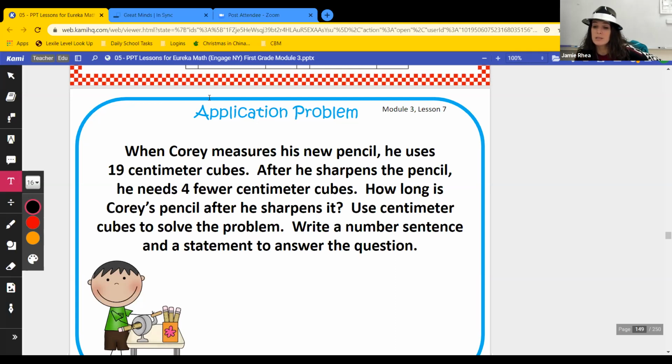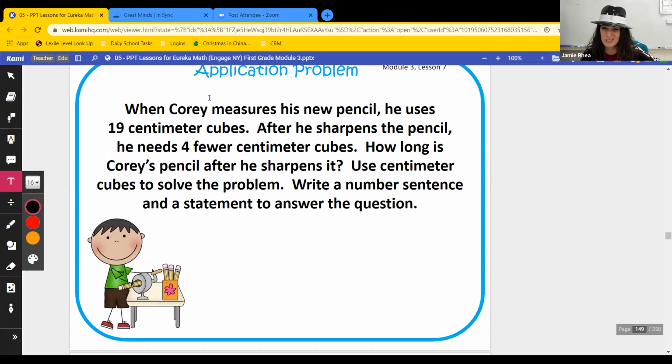It depends on what it's asking us to do, right? So, read along with me. Here we go. When Corey measures his new pencil, he used 19 centimeter cubes. After he sharpens the pencil, he needs fewer centimeter cubes. How long is Corey's pencil after he sharpens it? Use centimeter cubes to solve the problem. Write a number sentence and a statement to answer the question.